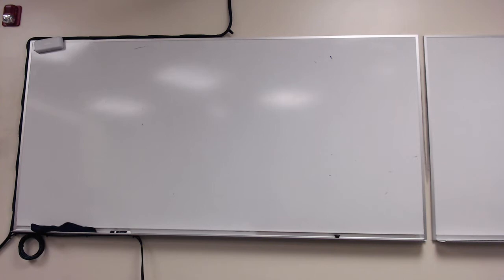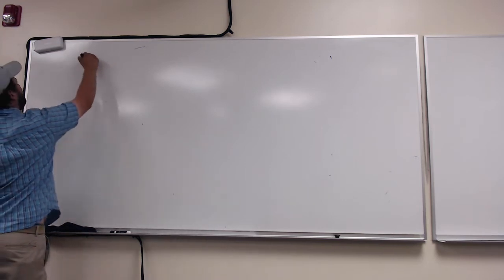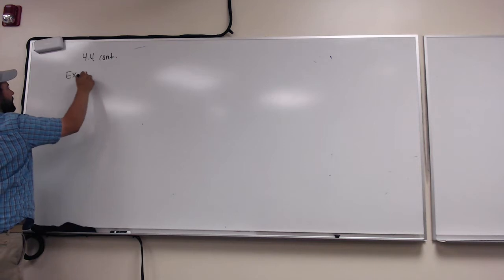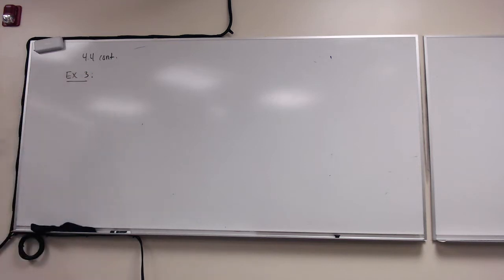So if you still have those 4.4 handouts that were initially labeled 4.3 because I accidentally gave it the wrong section number, it's really handout 4.4. And there's a problem, so 4.4 continued. There's an example we didn't get through, example 3, modeling the average cost function.